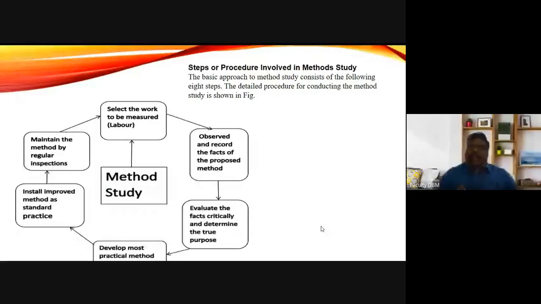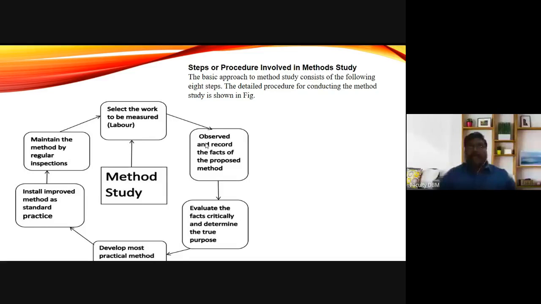So here are the steps and procedures involved in method study. How methods can be studied, the basic approach. Try to concentrate more on this. The detailed procedure for conducting the method study is shown in the figure. If you are going to see the first, we have to select the work to be measured. This is very important for a method study. First, we have to select the work to be measured. Then we have to see whether we need any changes, that we are going to select first.